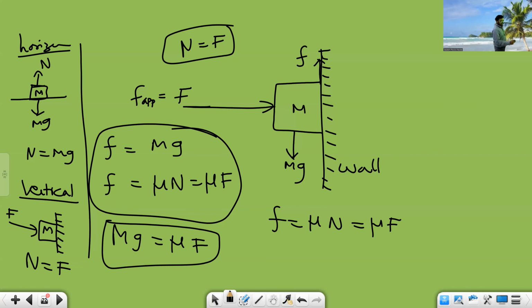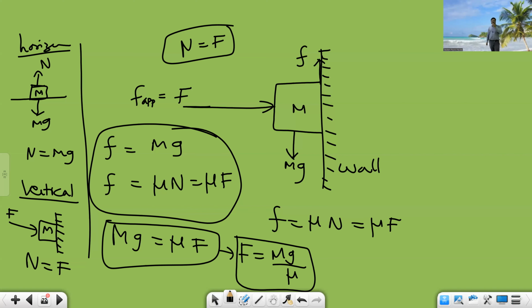The mg is equal to mu into F. I want the applied force. How much force is to be applied such that the block is kept at rest? It means F equal to mg by mu. That is the formula. What should I write related to this one?